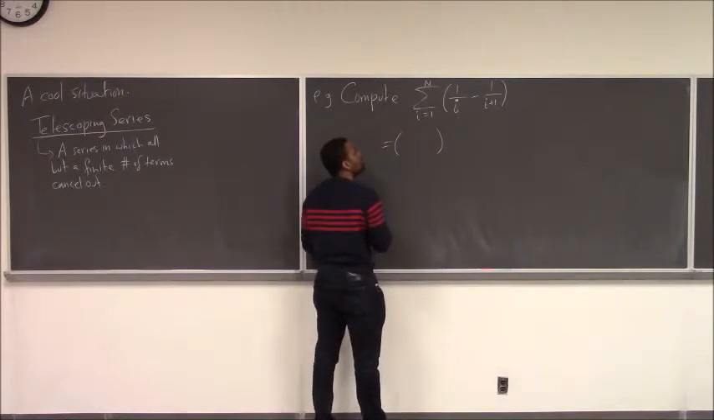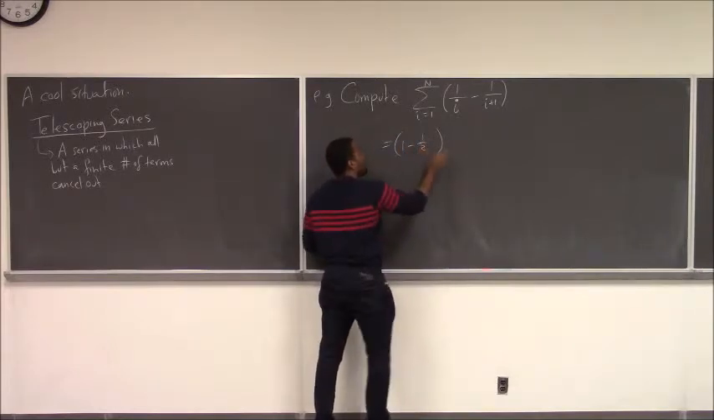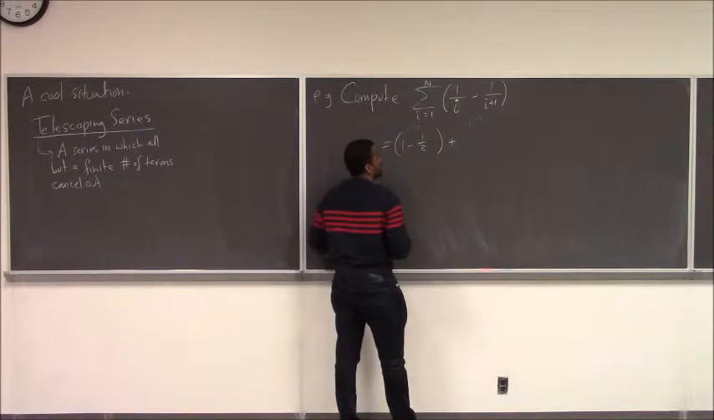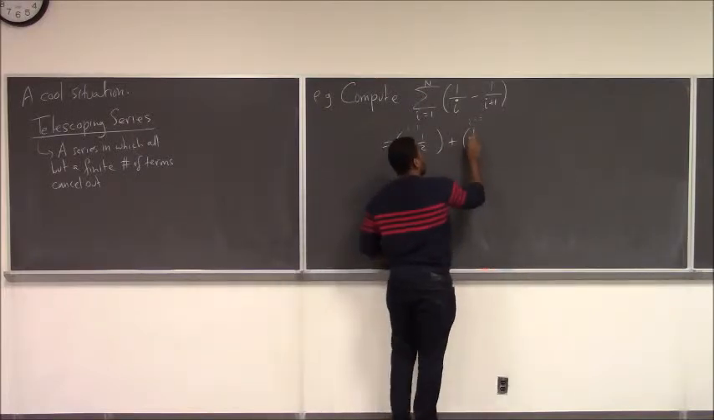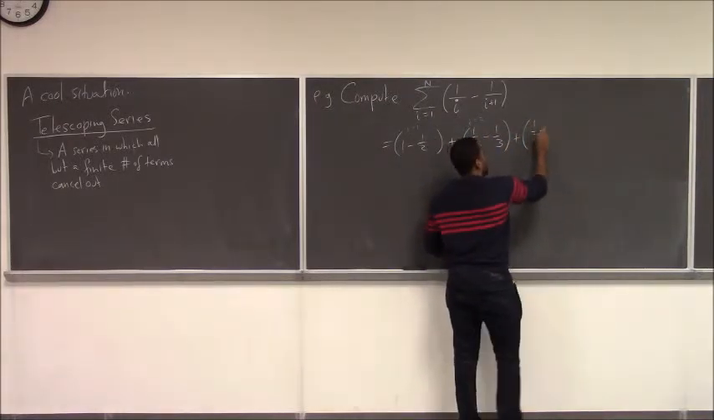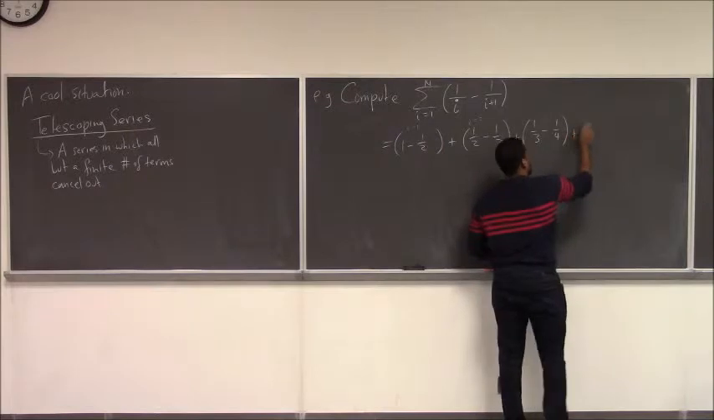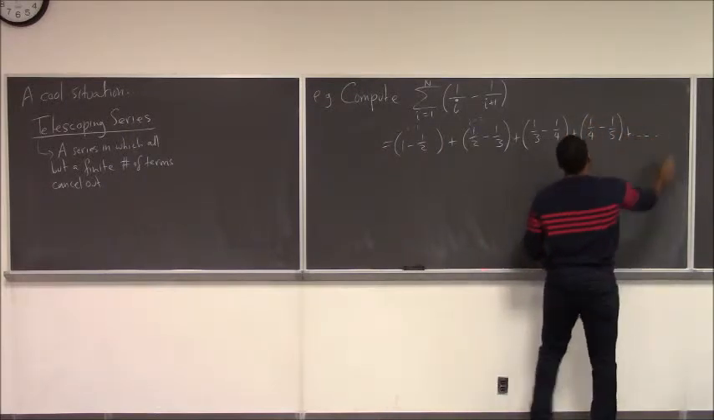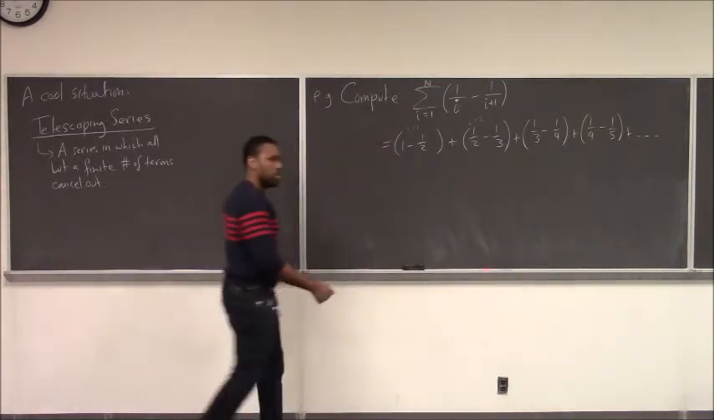1 minus 1/2, so that's when your i equals 1. Then we can do for i equals 2, that's going to look like what? 1/2 minus 1/3. i equals 3, you're going to get a third minus a fourth. i equals 4, you're going to get a fourth minus a fifth. Plus, okay, then you keep going.